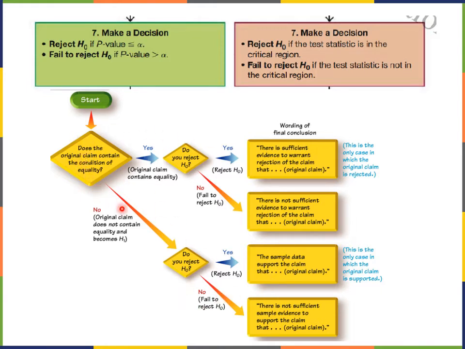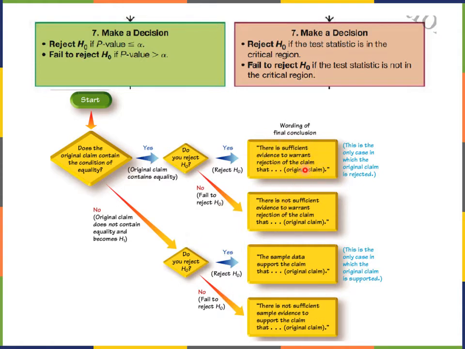Does the original claim contain a condition of equality? Yes or no? Did we reject H sub 0? Found in this step here, depending on which one we did. But we would get an answer. Yes, we rejected. No, we failed to reject. Okay? And then we end up in one of these four boxes.